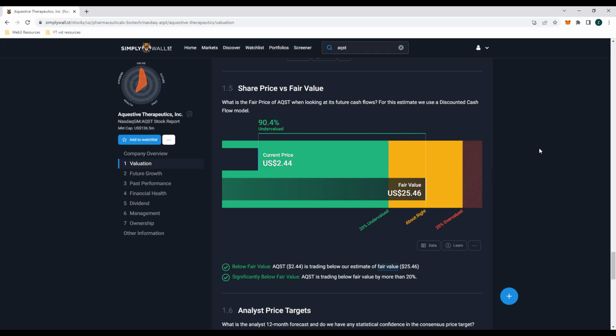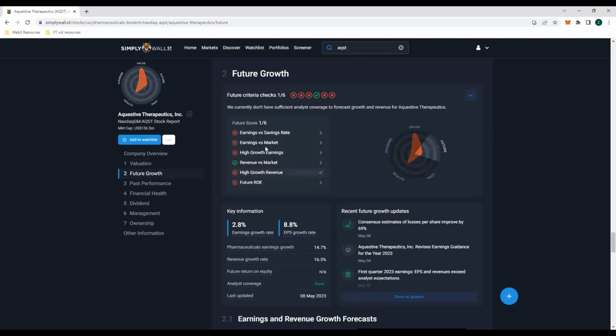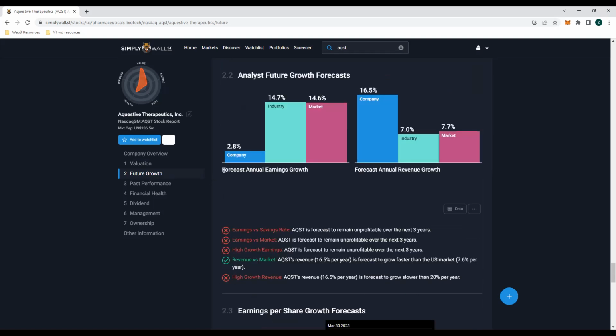You can dive into things just a little bit more, right? Now, we can take a look at some of the future growth, all right, and see what it says there. It's got a 1 out of 6 on the criteria checks here, all right, and the only thing that it's green on is its revenue versus market. It doesn't really have high growth earnings, or the earnings versus market and earnings versus saving rate aren't great, and it doesn't have high growth revenue yet. All right, we can click on these a little bit more and get some more information. They are forecast to remain unprofitable over the next 3 years, and their revenue is forecast to grow slower than 20% per year. So, it will give you the good, and it'll give you the bad and the ugly as well.